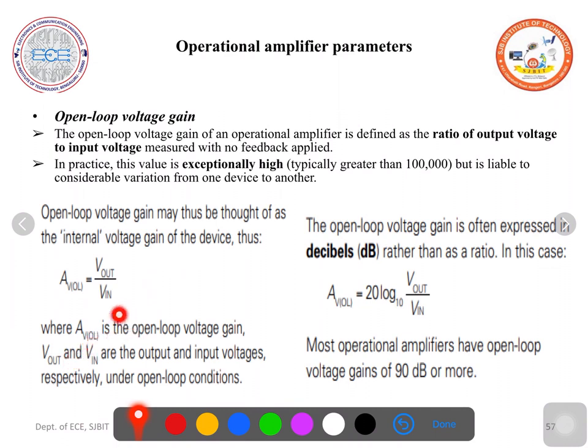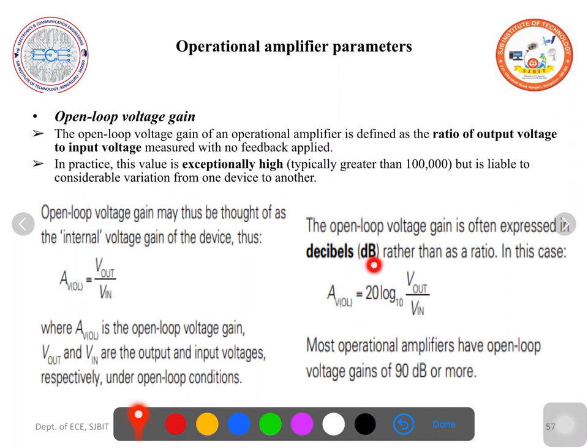Here OL stands for open loop. The open loop voltage gain is given by V out by V in. It is a voltage ratio, volts by volts, so there is no unit. This is the open loop output voltage, this is the open loop input voltage, giving the open loop voltage gain. So there is no unit for this. Ideally, remember, it will always be infinite. The ideal voltage gain is infinity. Practically it will be greater than 1 lakh. This value itself is a very large value.